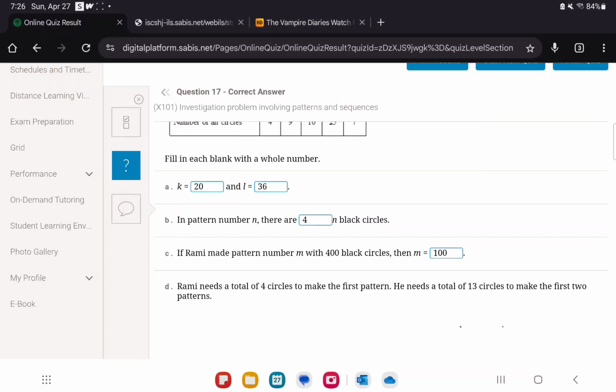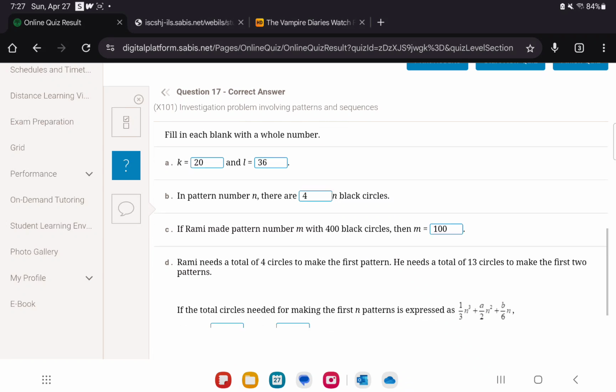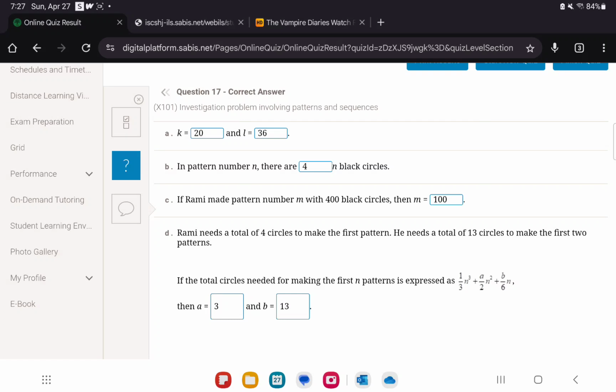If Rami made a pattern number m with 400 black circles, then m is, so we said it increases by 4n. So 400 divided by 4, you get 100. So that's our m. Now this is a question I hate so much.